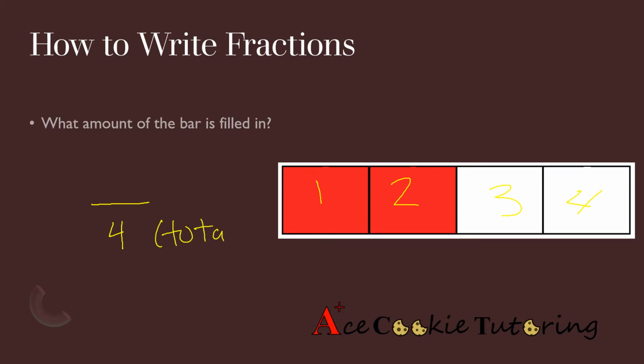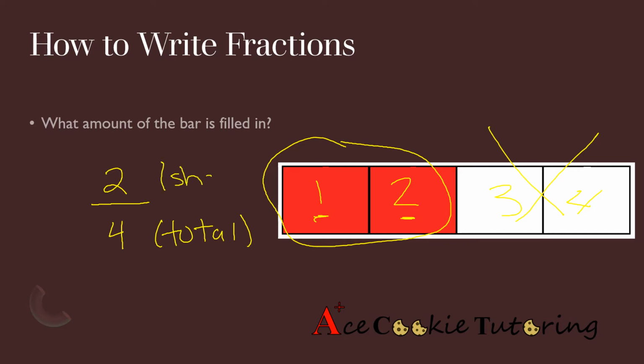Now it says what amount of the bar is filled in. So I am not going to look at parts 3 and 4 or the white parts. I'm just going to look at the red part because that's what's filled in. So I see that there's 1 and then I see that there's 2. So I'm going to put 2 on the top of my fraction, in my numerator, because this is how many pieces I have. So that is what the numerator is for. In this case, it's how many sections are filled in. So 2/4 would be my final answer.